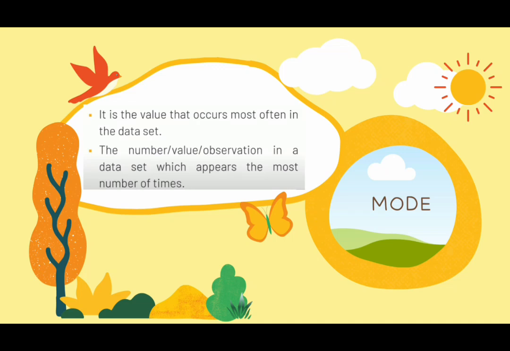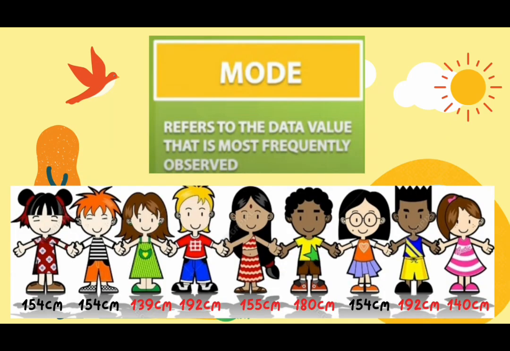Let's calculate the mean, median, and mode. This is just an easy calculation. Let's start with the mode. Like I told you, this is easy. It refers to the data value that is most frequently observed. Look at these kids. We have 9 kids here. The mode is the most frequent number that you can see in the example. As highlighted in black ink, 154 is the most frequently observed in the group. So, our mode is 154 centimeters, the height of the kids.